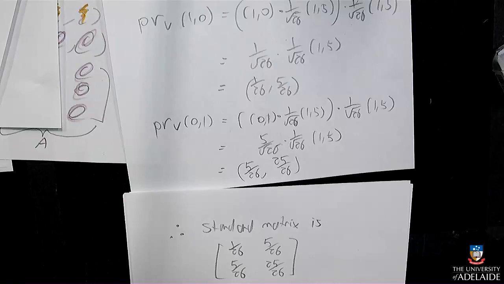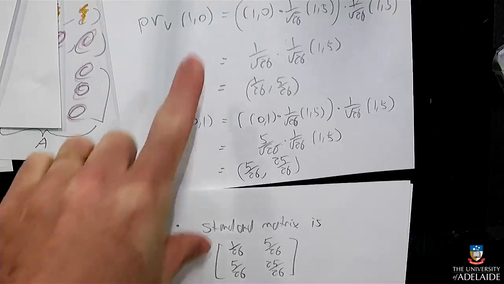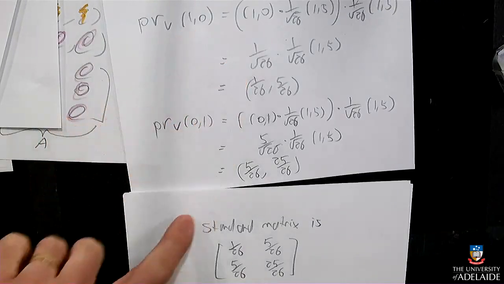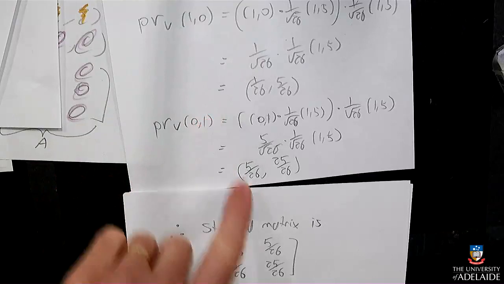Ta-da! Yes? Can you swap the columns? No, you cannot swap the columns. So the result of (1, 0) has to go in the first column, and the result of (0, 1) has to go in the second column.